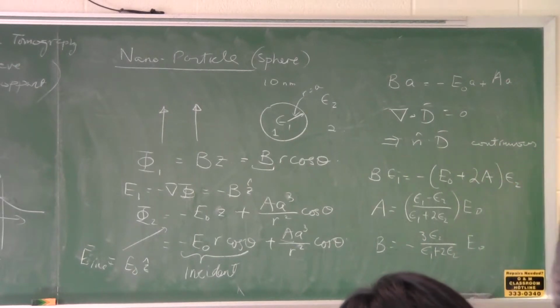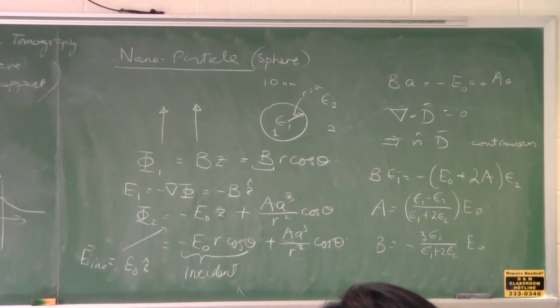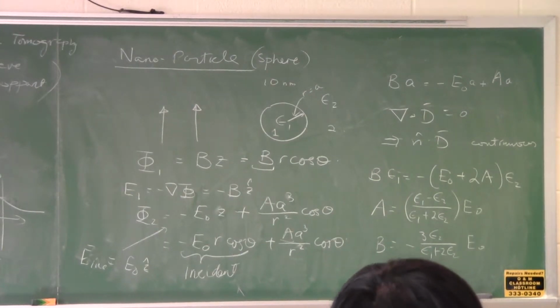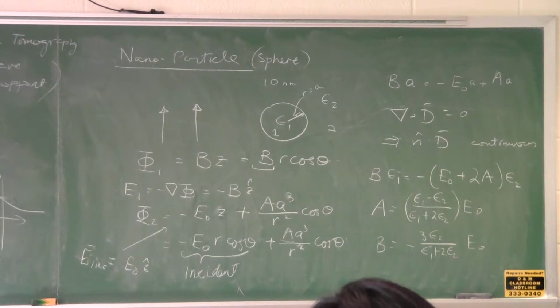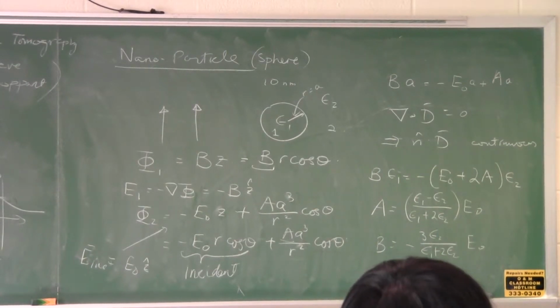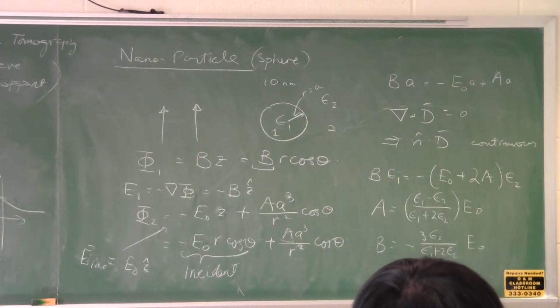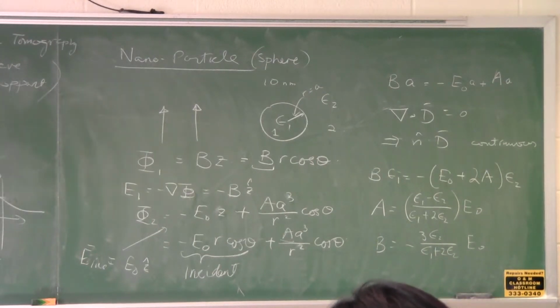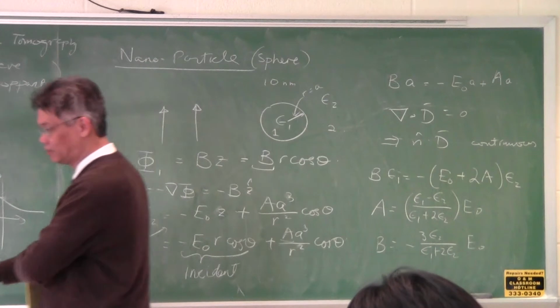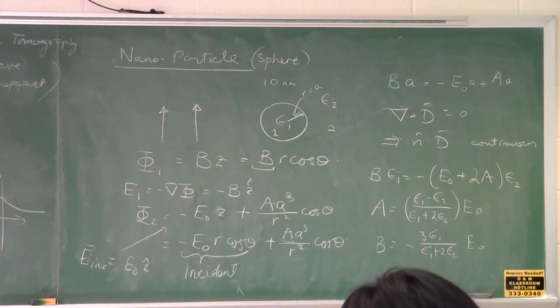But what do you notice about A? What could happen to the denominator of the expression A if you have a gold nanoparticle? It can go to 0, right? And then you can hit the resonance. So this is actually fantastic. You have a particle so small and yet it can resonate. Isn't that wonderful?